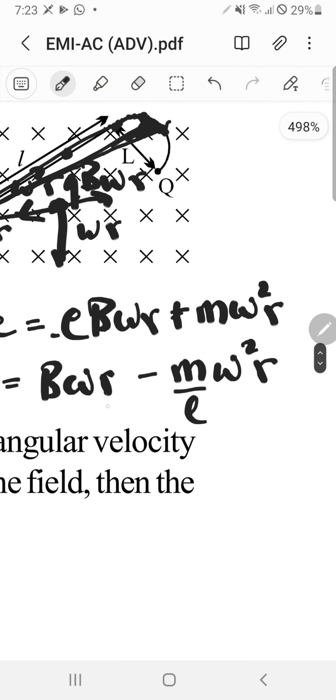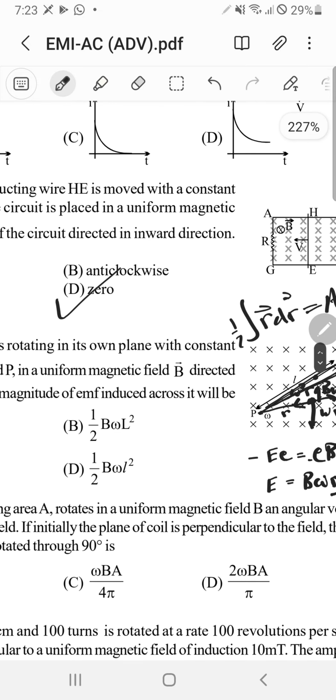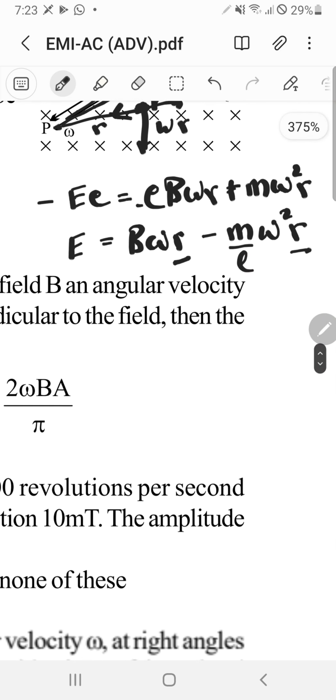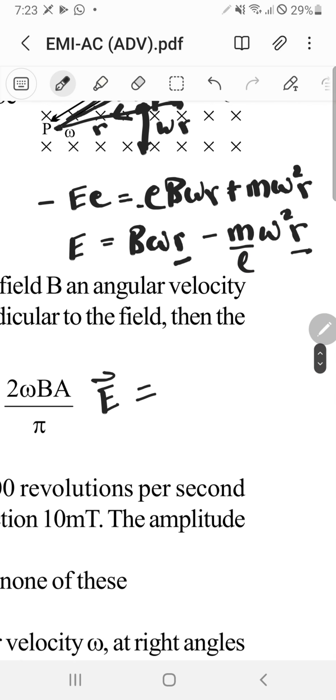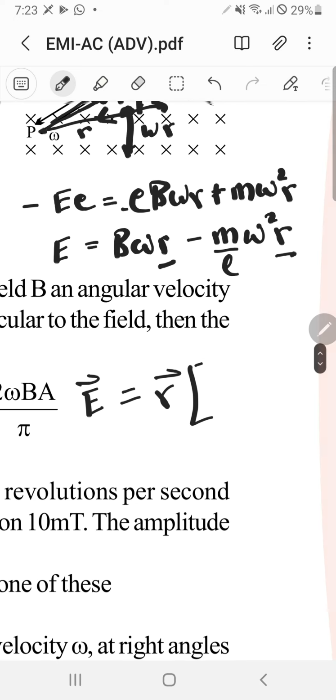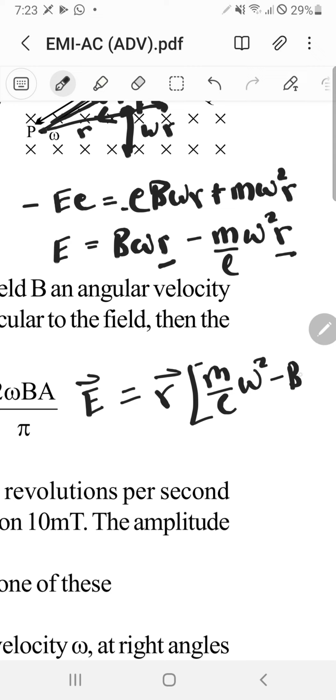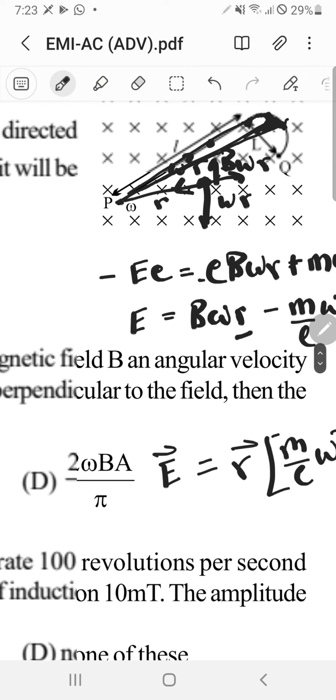Oh, that's even better, because now it's proportional to r. Heck yes, that's sweet. You know what, let's do this. You can say E vector is, now we should have negative r vector, so it should be r vector m by e omega squared minus b omega. Yeah, that's how it's going to be.